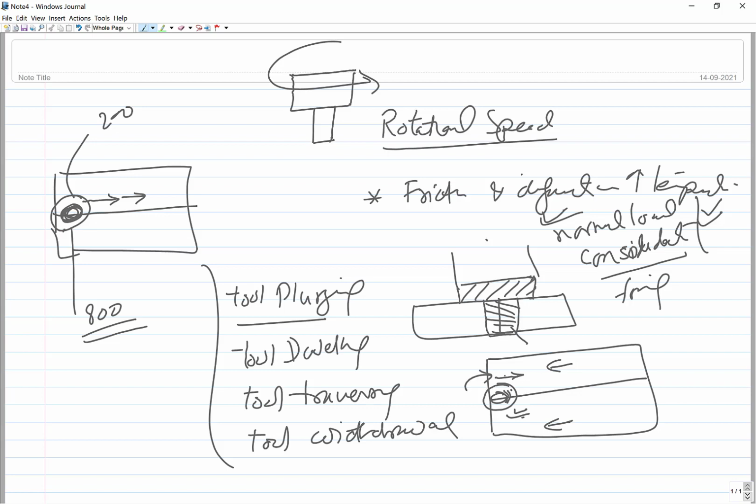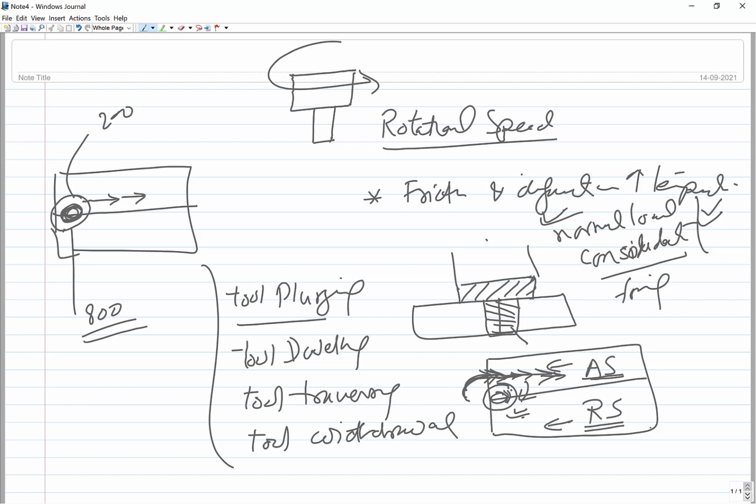Let's say the tool is rotating this way and this is the welding direction. Okay, so if the side of the workpiece has the rotational direction of the tool and the welding direction the same, say in this case, if this is the tool which is rotated like this in clockwise direction and this is the welding direction, then this forms the advancing side, and the other side, for which the welding direction and the rotational direction are opposite, that is termed as the retreating side.